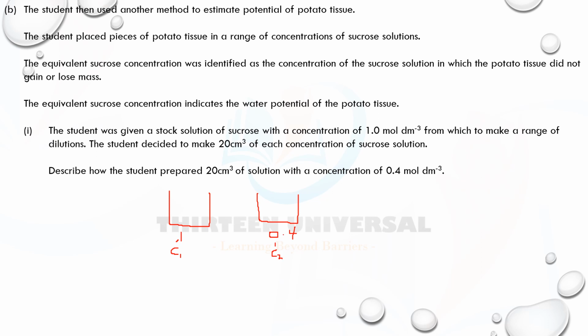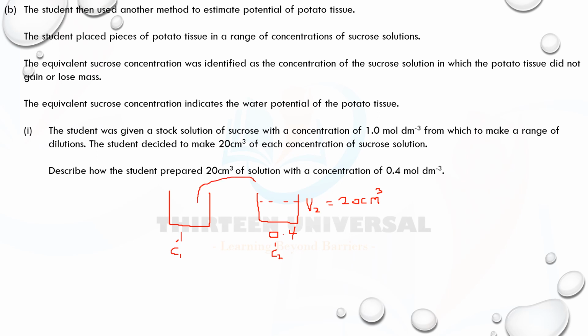Now remember that they told us to prepare 20 cm cube of 0.4. So that's my V2. When you have added water to it, everything you have should be 20 cm cube. So 20 cm cube is therefore the final volume. We call it V2. For us to be able to prepare this 0.4 mole per dm cube, we need to dilute the 1.0 mole per dm cube by taking part of it.